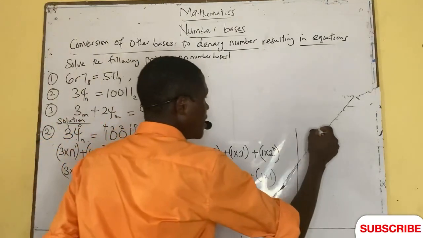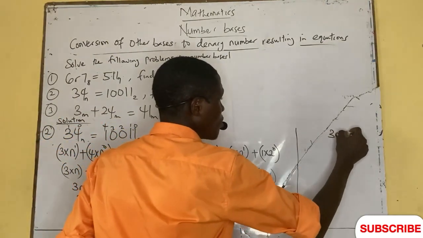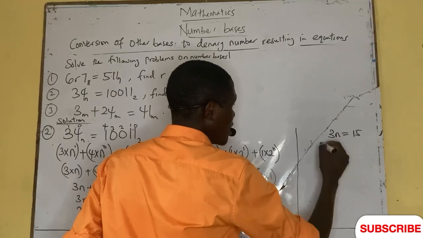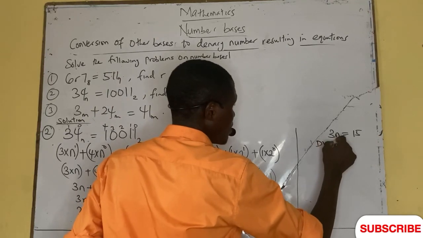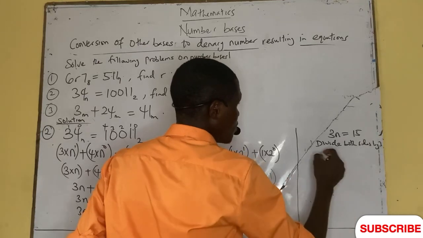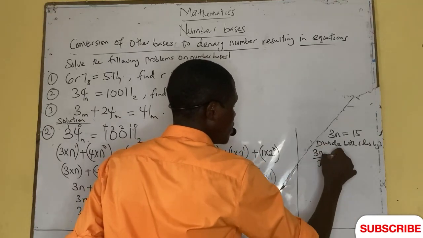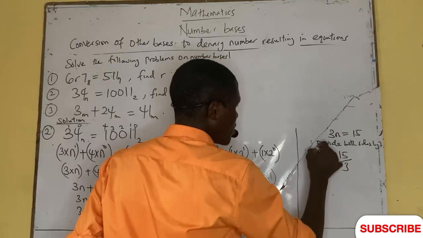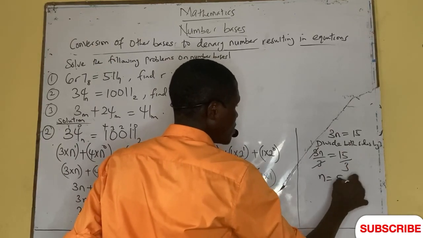So 3n equal to 15. You divide both sides by 3. So we have 3n over 3 equal to 15 over 3. This one cancels out. n equal to 5.